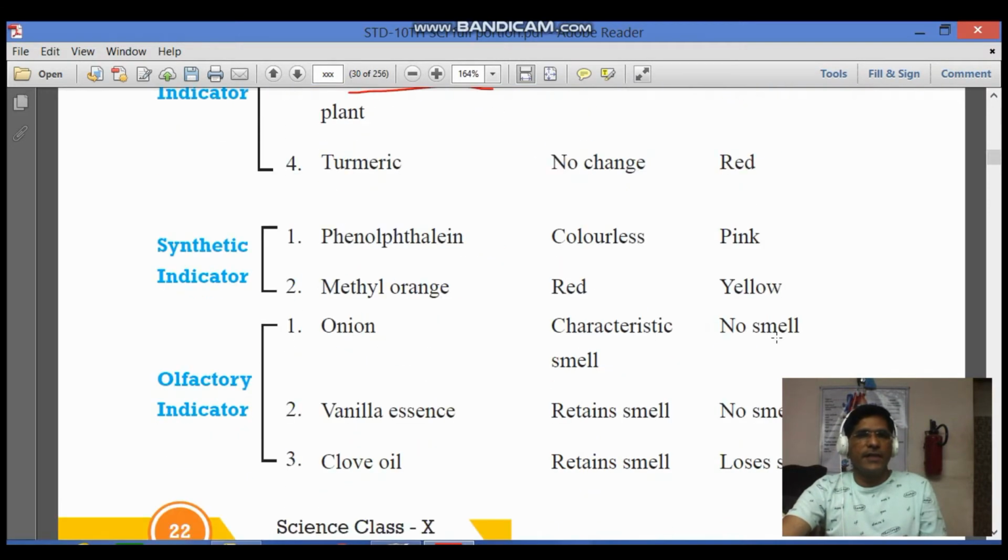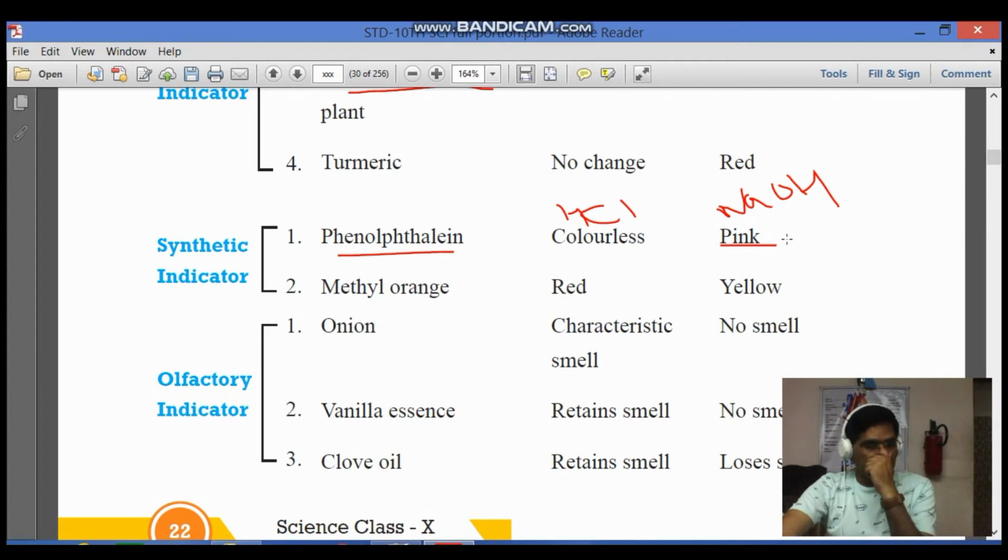Now the synthetic indicators that we mostly use. Phenolphthalein: when acid is there, HCl is our acid, and we add phenolphthalein, there is no change. But when it converts into the base, NaOH, and the percentage of NaOH increases, as in a titration of acid and base. If I take acid in the flask and add NaOH, once the solution becomes basic the color is pink, because we have already added 2 to 3 drops of phenolphthalein.